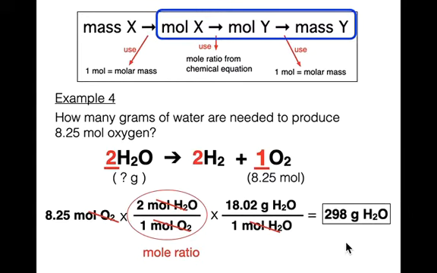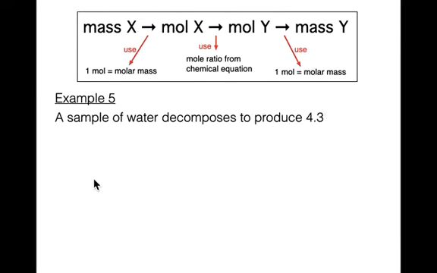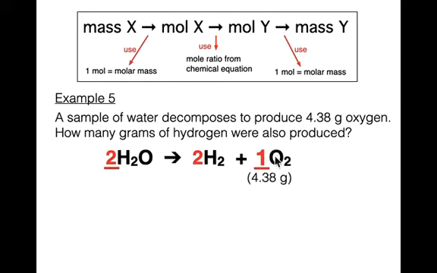Now, for all the problems we've done so far, it's been a reactant, how many grams of a product, or it gives us information about a reactant and asks about a product or vice versa. But you could ask something about two products or two reactants. So in this problem, a sample of water decomposes to produce 4.38 grams of oxygen. How many grams of hydrogen were also produced? So in this case, you're given the mass of one product and you're asked what mass of another product you're going to also make.